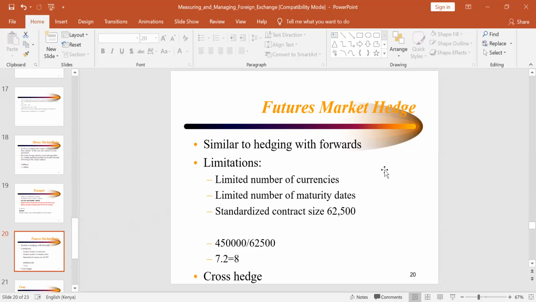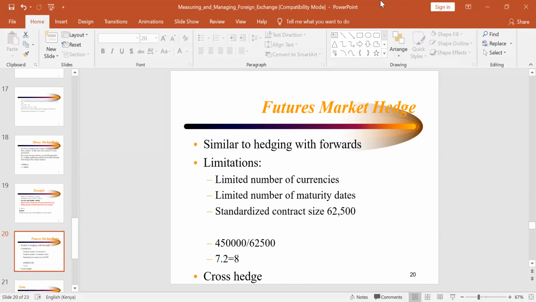Now the definition for this one is more or less like the one for forward contracts, but they have some differences. With future contracts, they trade in the stock market. They are just like shares. So if you have a receivable which is exposed, you buy a future which matures on the same date as your receivable.